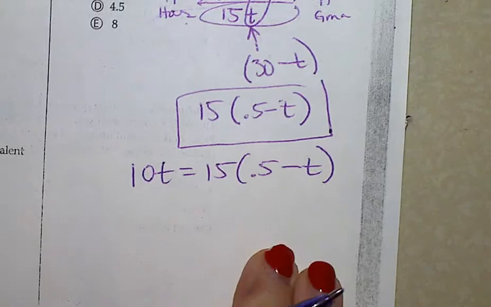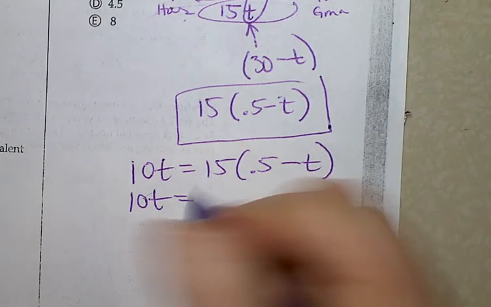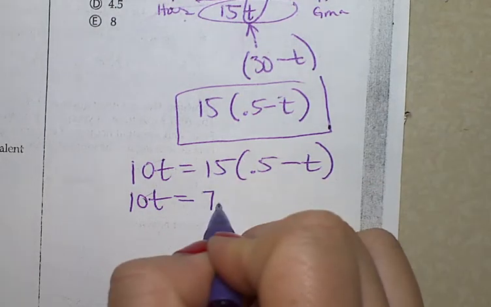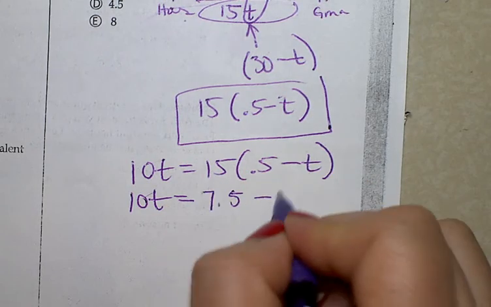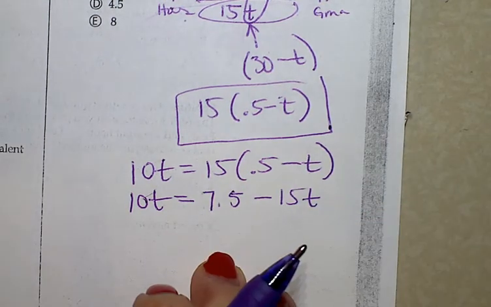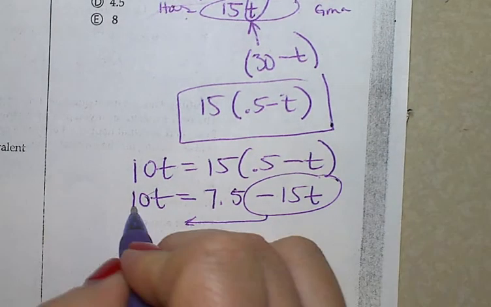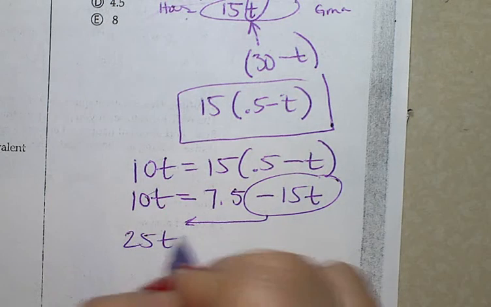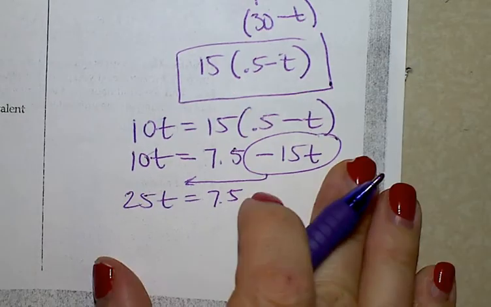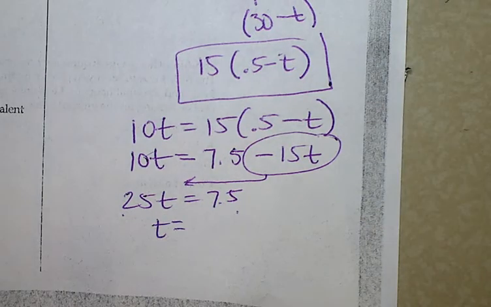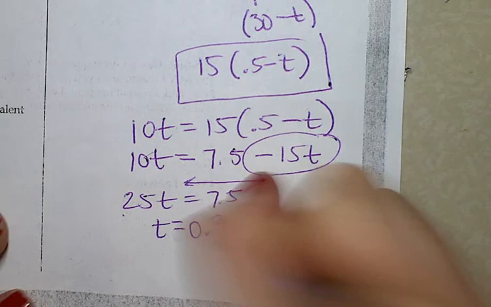So I'm going to distribute 10t equals, please take 0.5 times 15, please. Do you end up with 7.5? Now I'm going to take and combine the t's, so when this negative 15t comes over, I'm going to add it. Now to isolate the t, I'm going to divide both by 25. Please take 7.5 and divide it by 25 for me. What do you end up with? A little bit louder so I can hear you. 0.3. That represents the time.